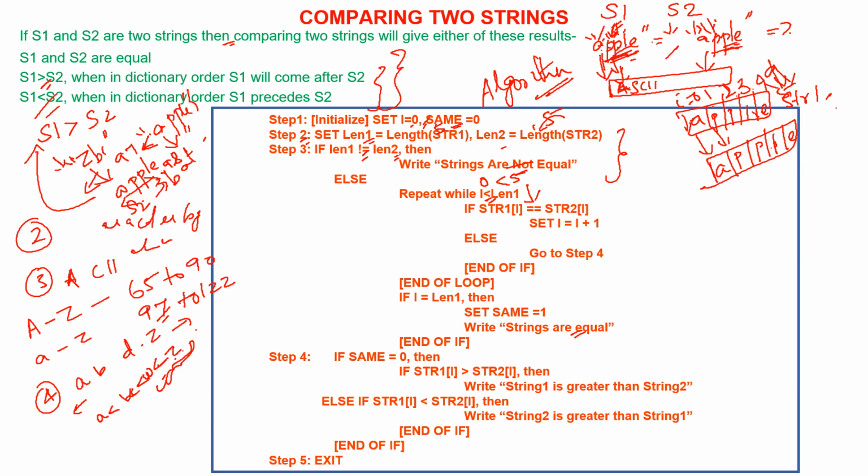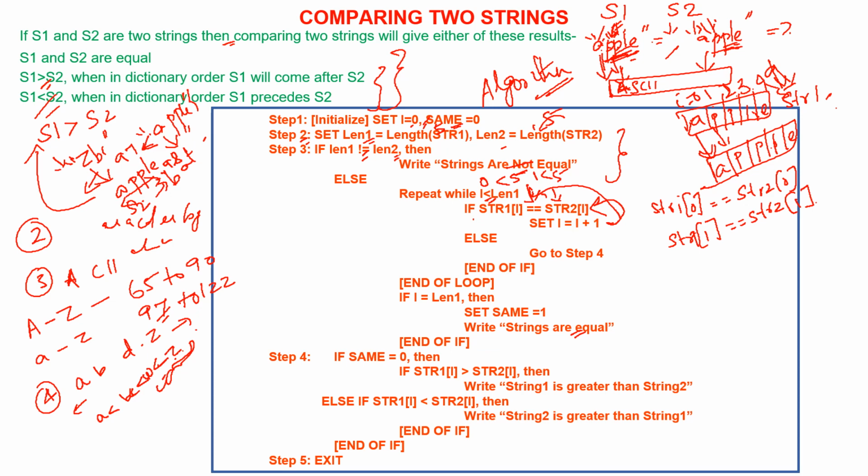Inside the loop, it is checking if string 1 of i is equal to string 2 of i. So it is checking whether string 1 of 0 is equal to string 2 of 0. Means what? A and A are compared. Yes, it is equal. If it is equal, you can increment the value of i. So what will i become now? 0 plus 1. i will be equal to 1. Okay, it checks the condition whether 1 is less than 5. It enters into the loop. Again, it checks the condition: string 1 of 1 is equal to string 2 of 1, right?